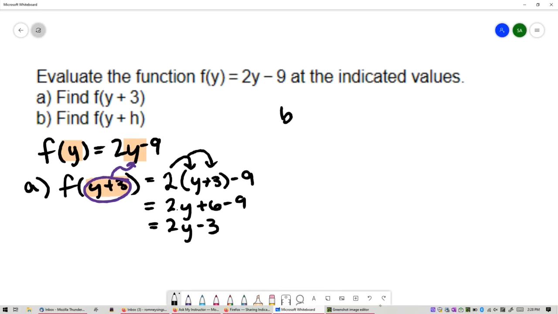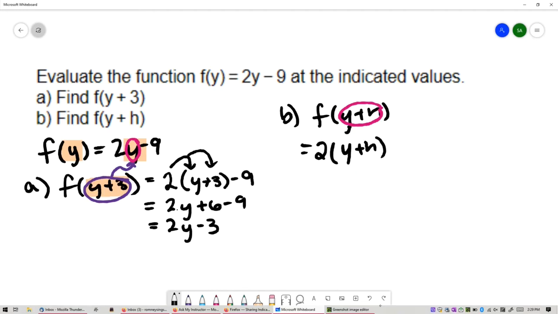But then we can do part B, which is f of y plus h. And we're going to do the same thing. We're going to change what's in the parentheses with what we have for that y. So that would give us 2 times (y plus h) minus 9. We can use the distributive property on the 2. That's 2y plus 2h minus 9. This time we don't have any like terms, so we've got it in its simplest form there. So f of y plus h is 2y plus 2h minus 9.